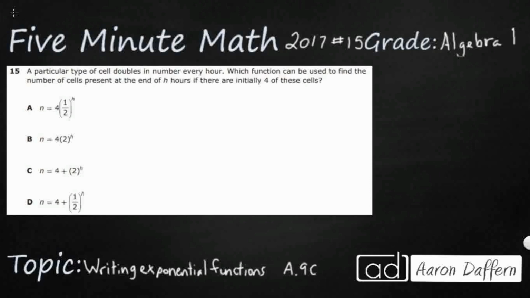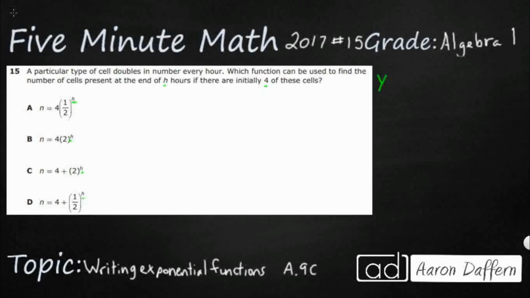So, we have a particular type of cell that doubles in number every hour. So we need to find a function that can represent this at the end of h hours if there are initially 4 of these cells. Well, it doesn't really quite tell us, but hopefully we recognize, not only by our answer selections but also by the description, that this is an exponential function.